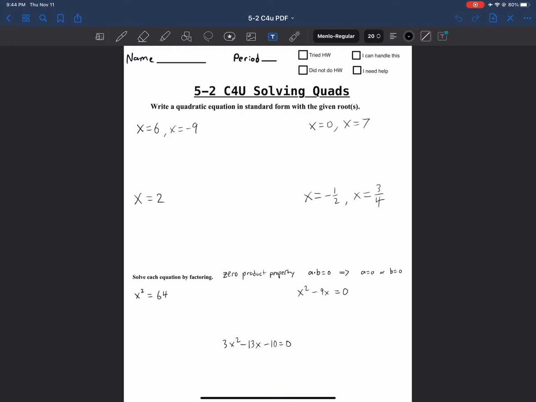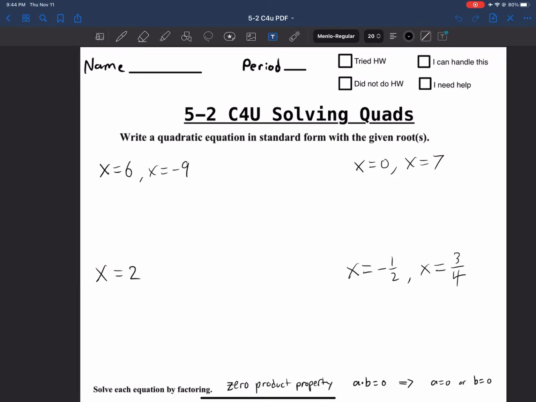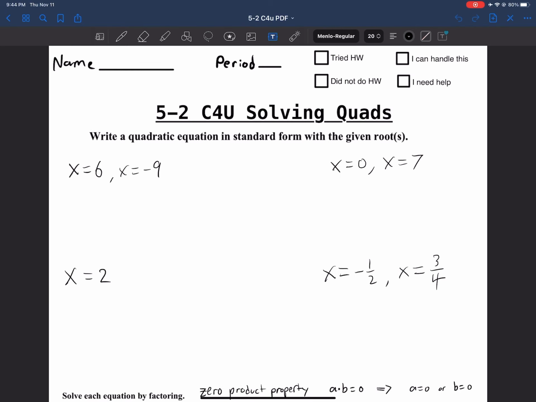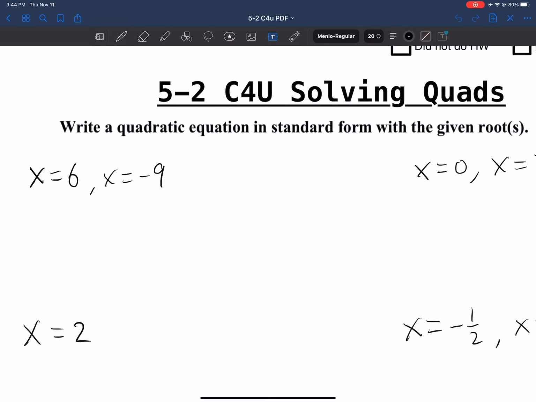To begin with, we want to write equations in standard form from the given roots. So we have x equals 6, x equals negative 9. The roots give us the factor, so if I subtract 6 from both sides, I have x minus 6 equals 0. And similarly, x plus 9 equals 0. These two factors foiled together will give me x squared, and negative 6x plus 9x is positive 3x, and negative 6 times 9 is negative 54.